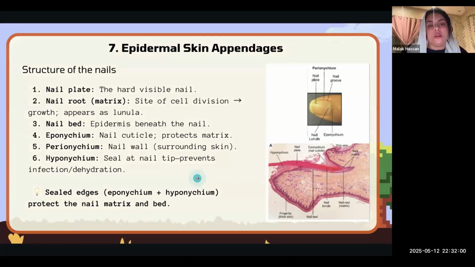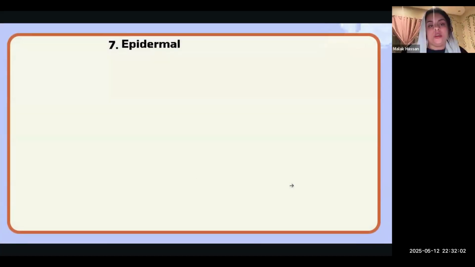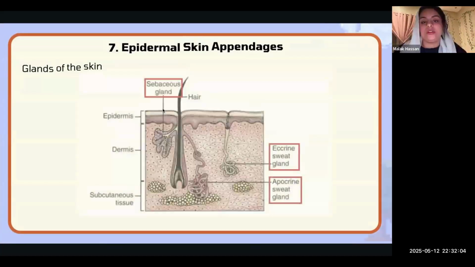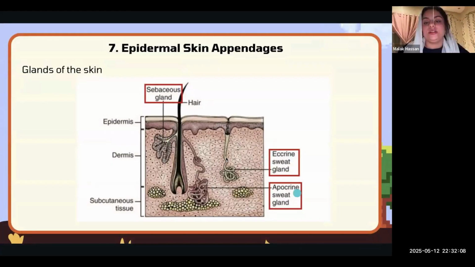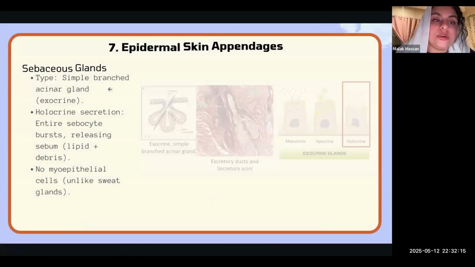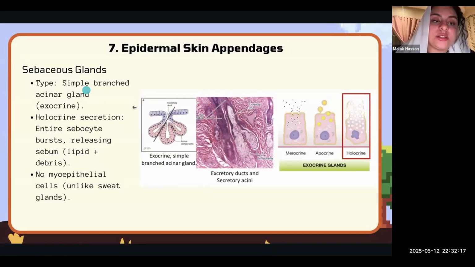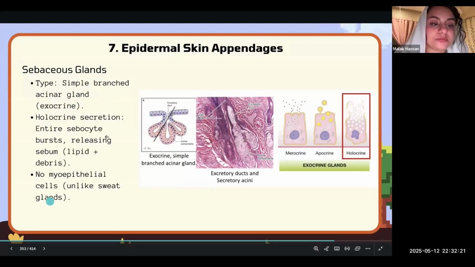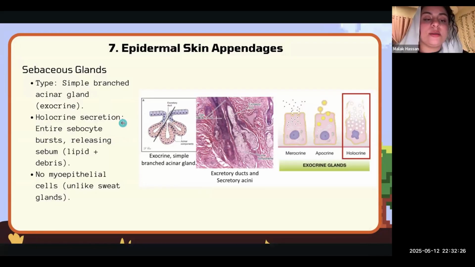And let's talk about the glands, okay? You have sebaceous glands, eccrine glands, and apocrine glands. So sebaceous glands exist with the hair. Eccrine glands are sweat glands, and apocrine glands are the stinky sweat glands. Now, what are sebaceous glands? They are simple branched acinar glands, and they are typically exocrine. They secrete holocrine secretion. What does that mean?